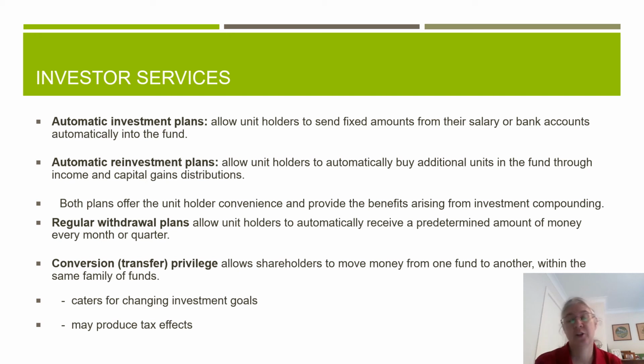Going the other way, you could have regular withdrawal plans, if you're at the other end where you're now wanting to get income back. You want to be paid a certain amount each month or quarter. There's a conversion or transfer privilege, which allows shareholders to move money from one fund to another within the same family. That helps if your investment goals change. Then there may be tax impacts with that.